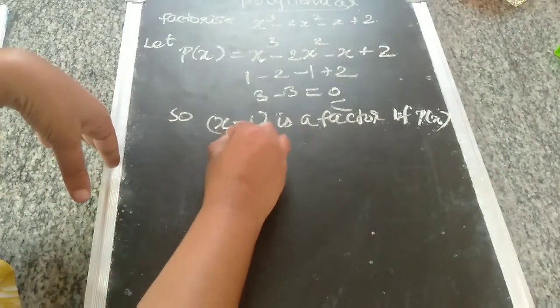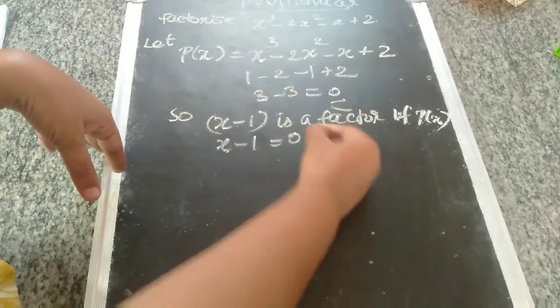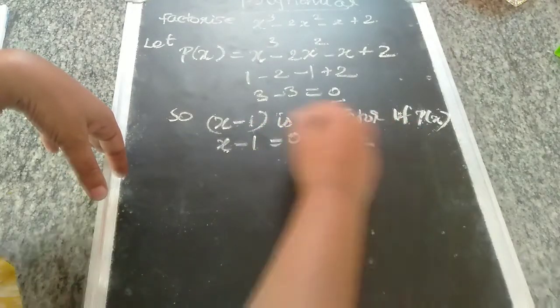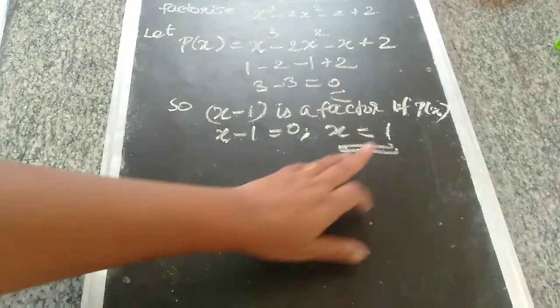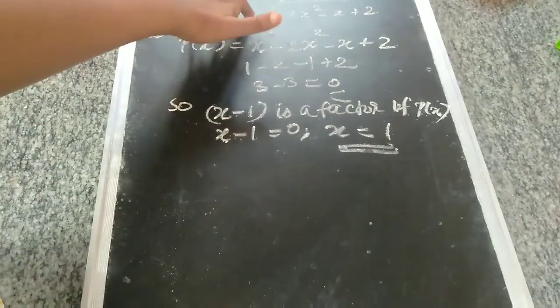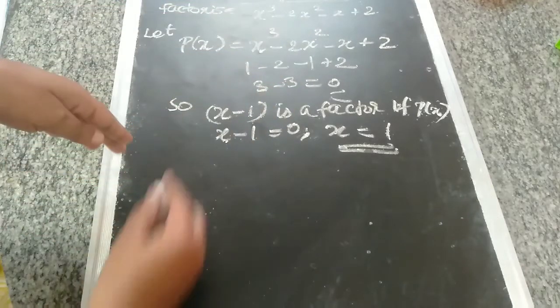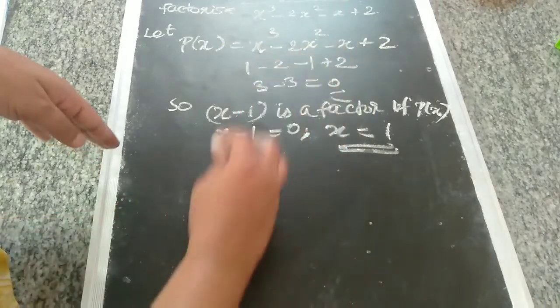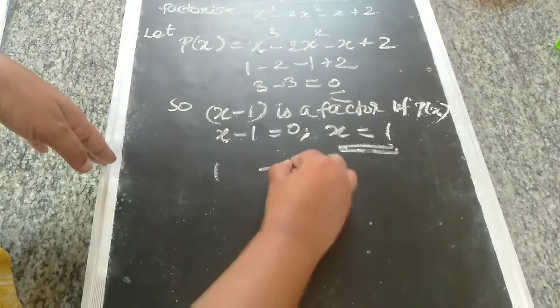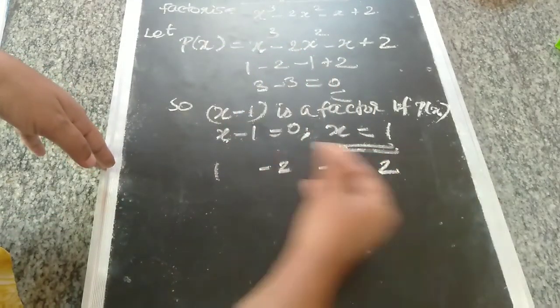Since it is a factor, x minus 1 must be 0. So x equals, minus 1 comes to this side as plus 1. So the x value is 1. You substitute this x value here and you can get the remaining factor. So only write the coefficients: 1, minus 2, minus 1, 2.